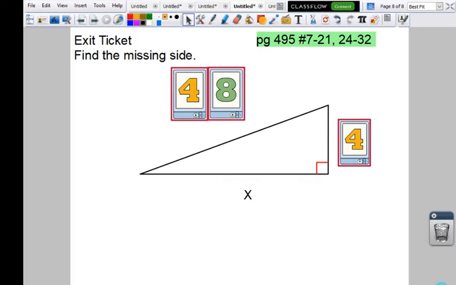So find your exit ticket. Answer it in Scrative, which I'm going to turn on right now.